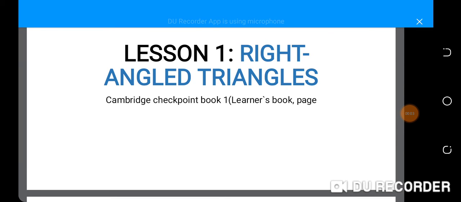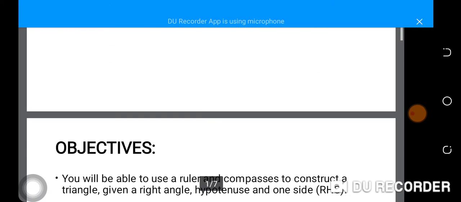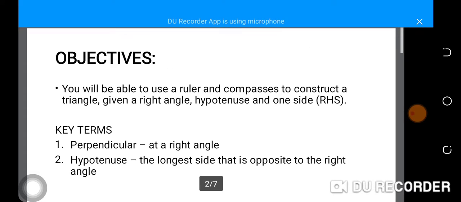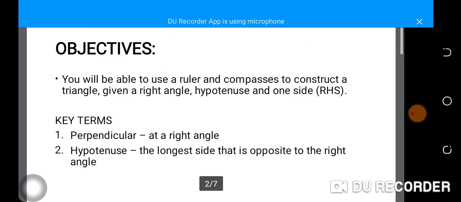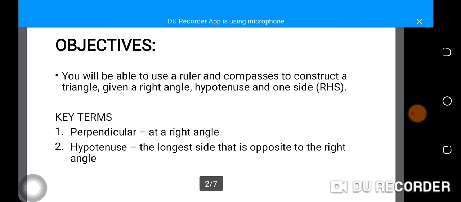In lesson 1 we are going to focus on right angled triangles. You can find this topic in a textbook, that is the Cambridge Checkpoint book 1. Now let us see the things that we are going to achieve in this lesson.